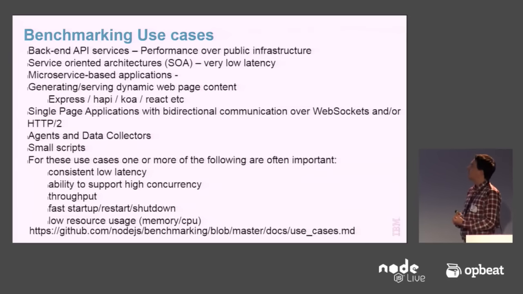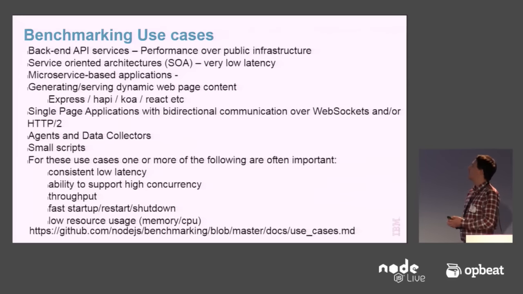Service-oriented architectures. So these may typically be private APIs and where things such as very low latency are very important. Microservice-based applications. This may be cases where they use some different types of networking protocols, possibly things such as UDP. So we're going to want to make sure that Node is as successful as possible at transmitting this information.